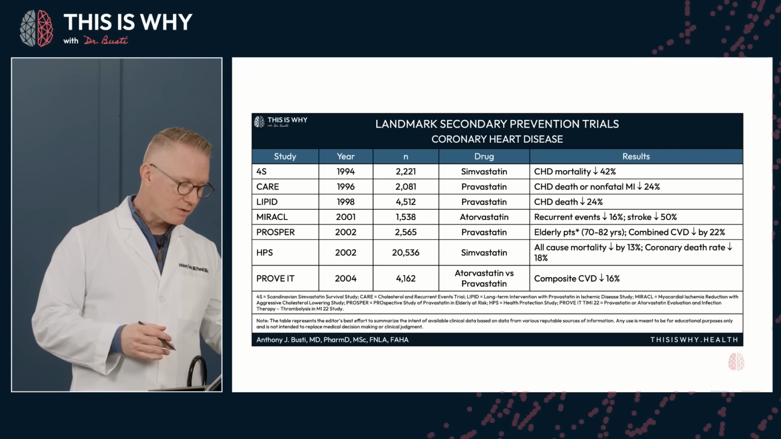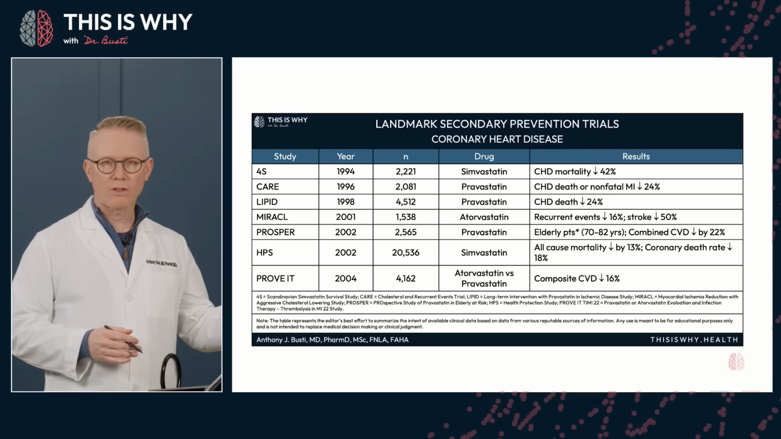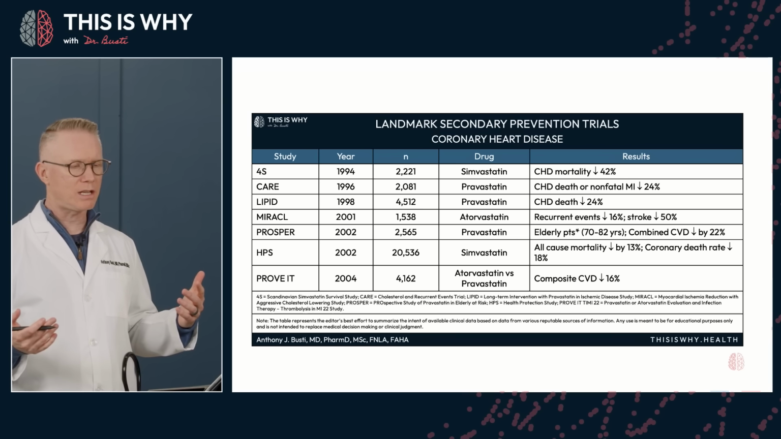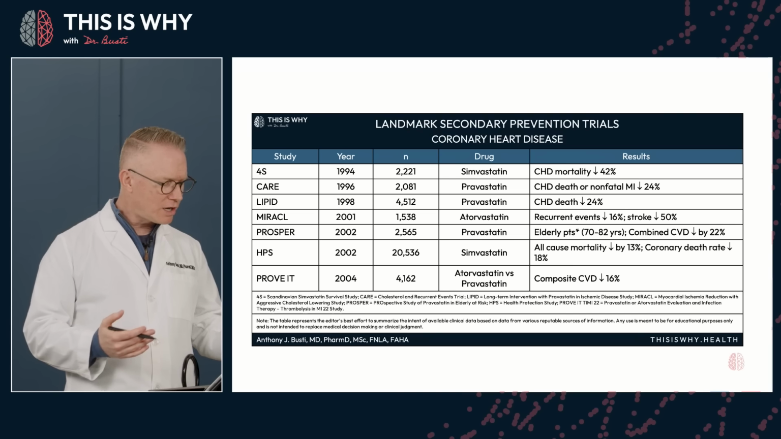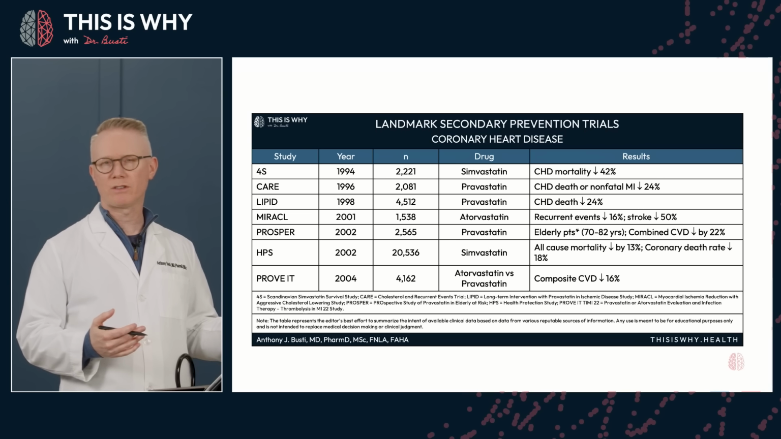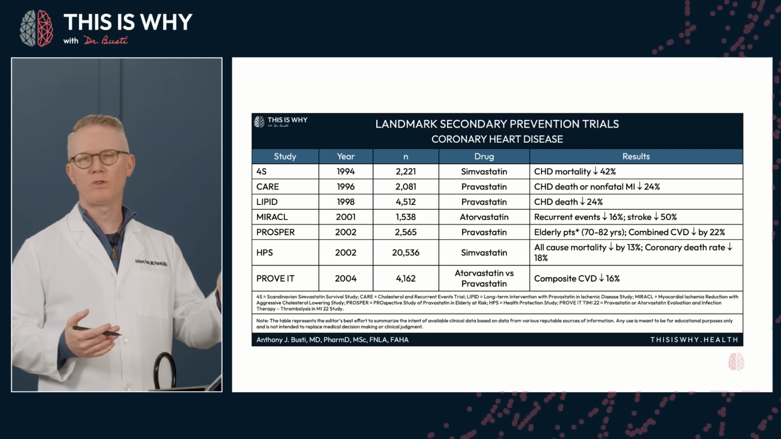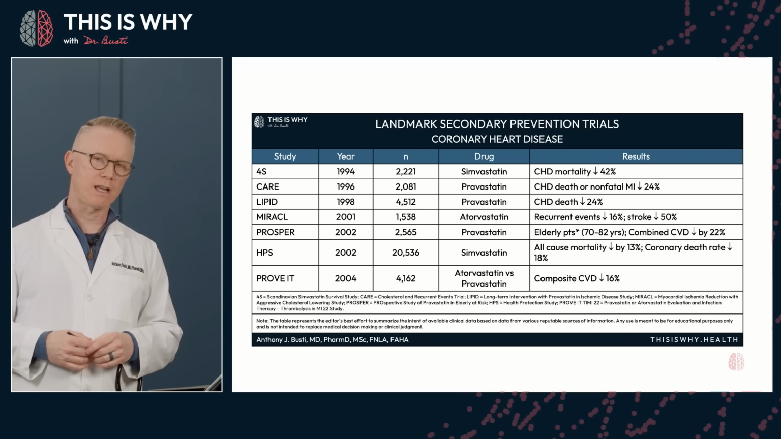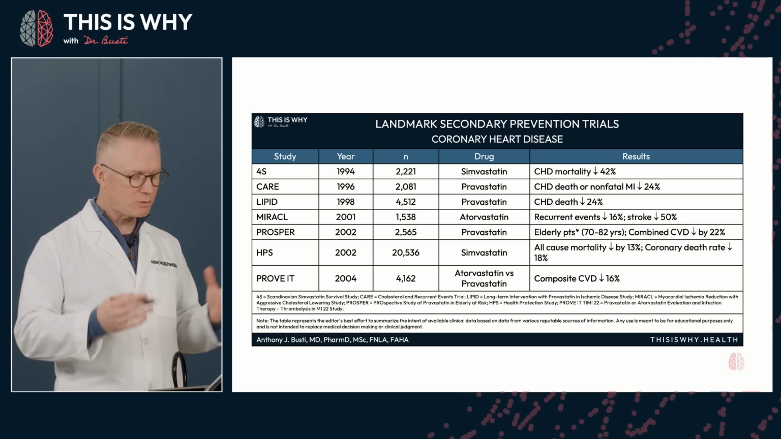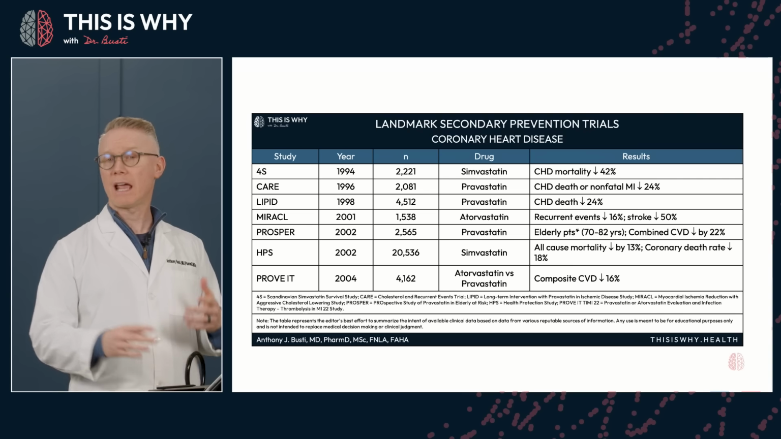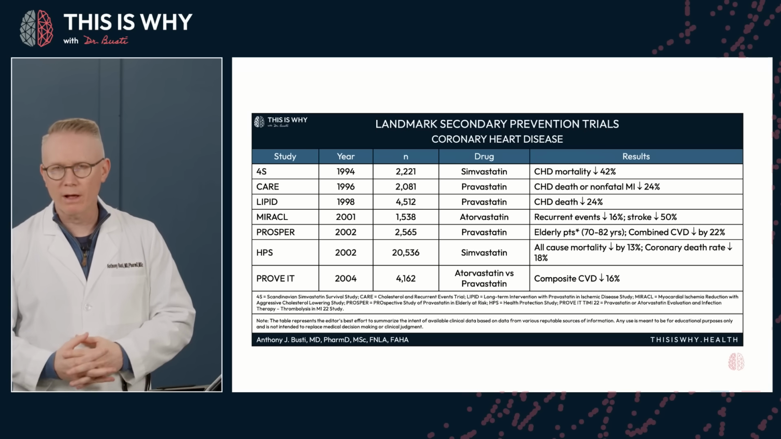And you can see that a number of trials, 4S, LIPID, PROSPER, HHS, all these done with large sample sizes over numerous years and decades, show the same continued benefit you see in primary prevention. That's what the totality of the evidence is saying. And that's very relevant, guys.